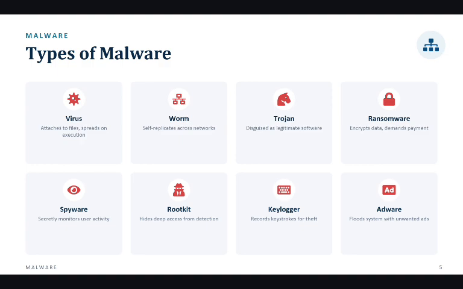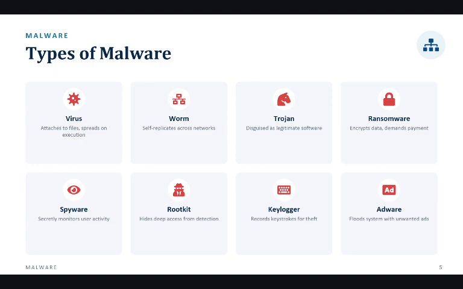Malware isn't one single thing, it comes in very different forms. A virus attaches itself to files and spreads when that file is executed. A worm self-replicates across a network without needing a host file. A Trojan disguises itself as legitimate software to trick users into installing it.